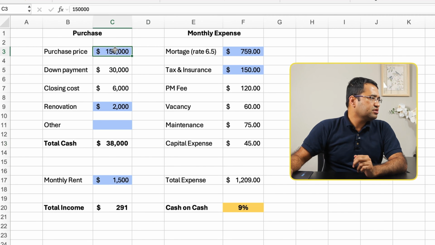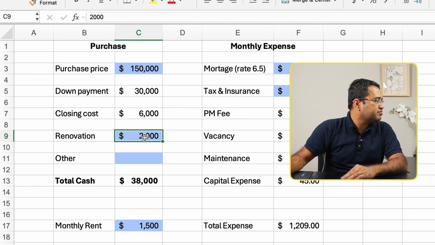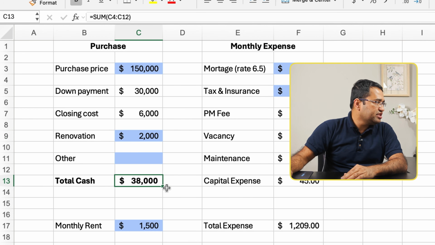There are two numbers. So if you put $150,000 here, it automatically calculates the down payment 20%, also the closing cost 4%, and you put another number in this blue shaded cell, $2,000, the renovation cost. So it automatically calculates your total cash investment or cash required to close is $38,000. So you only need to put these two values, the purchase price and also the renovation, and you get $38,000 automatically, the cash to close.